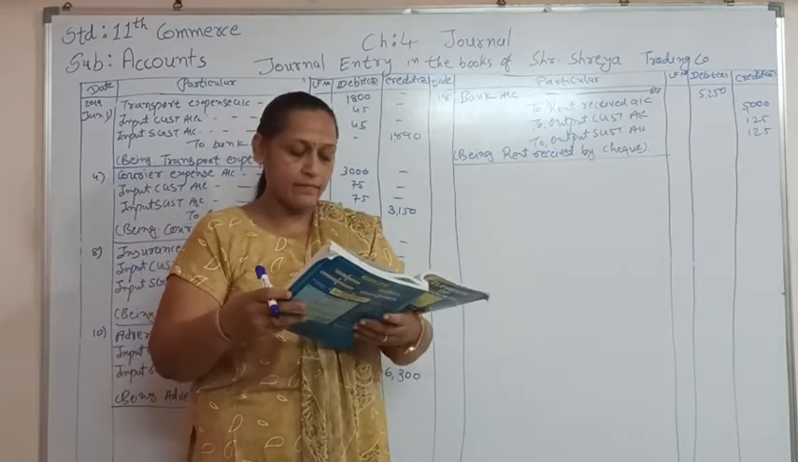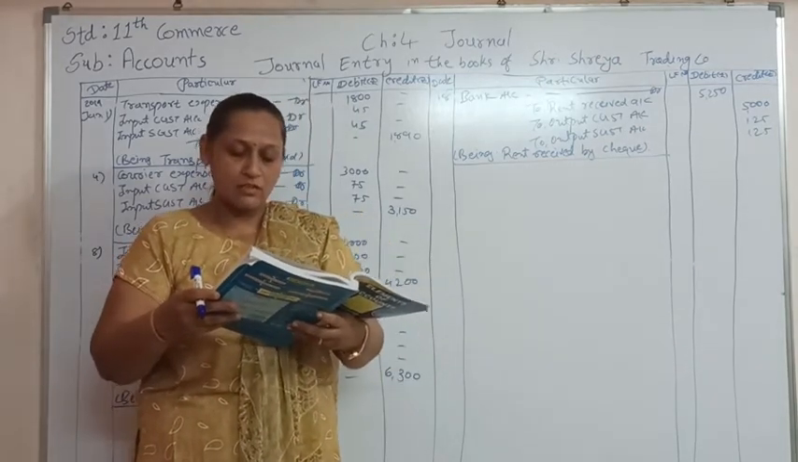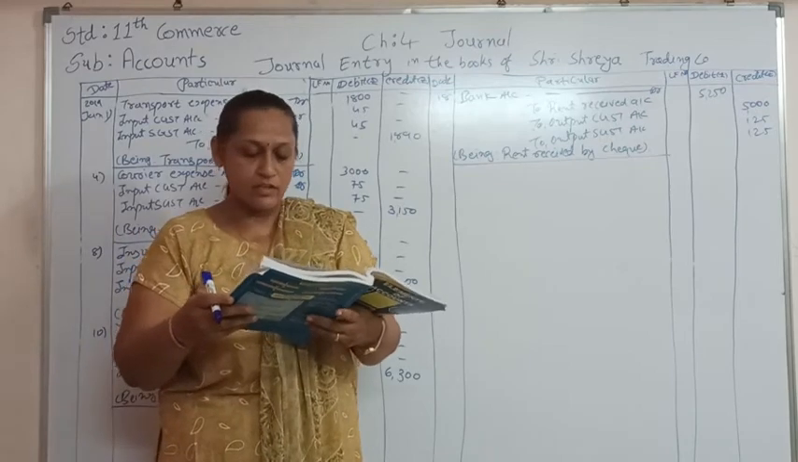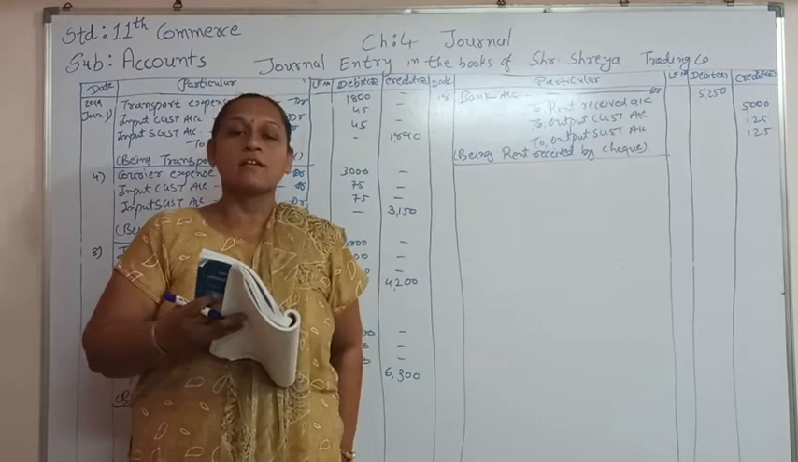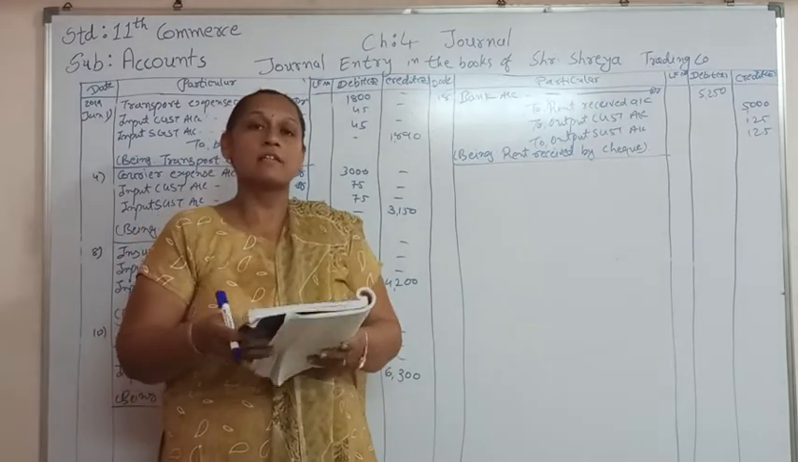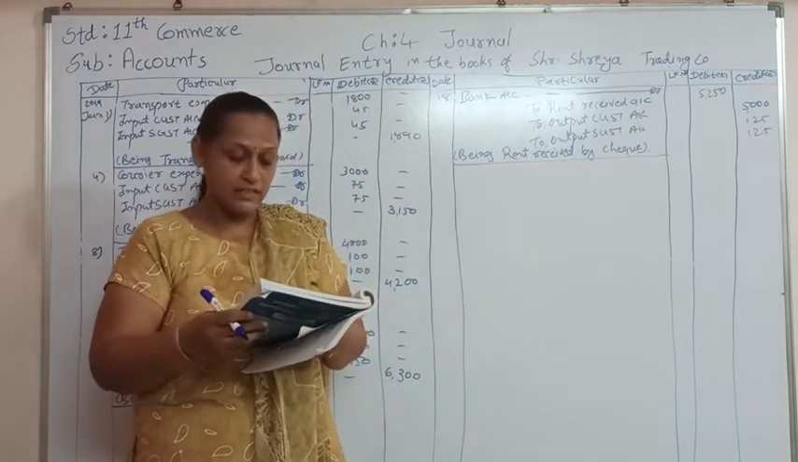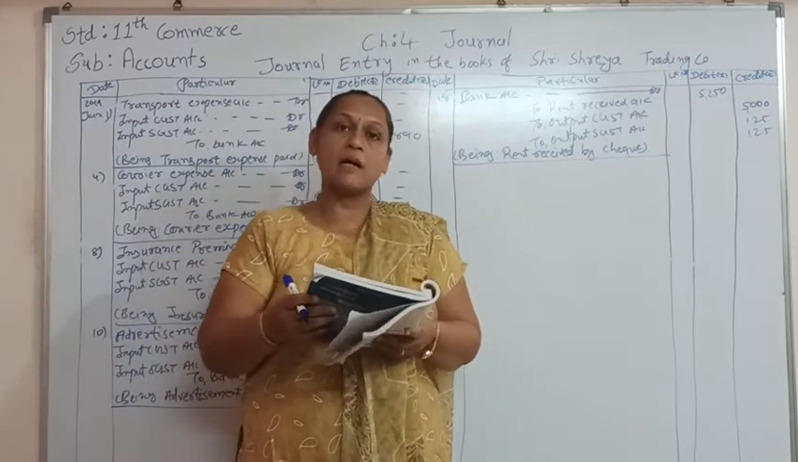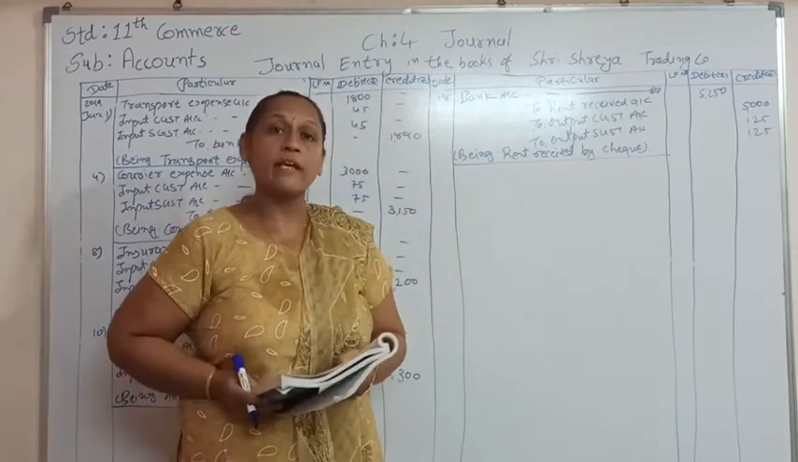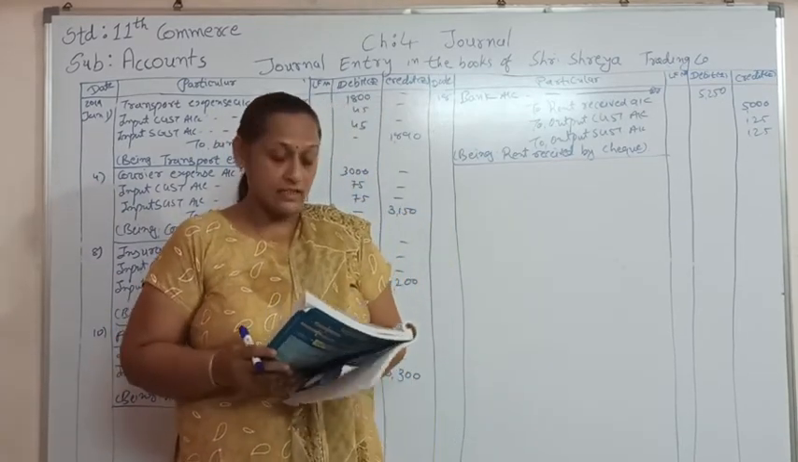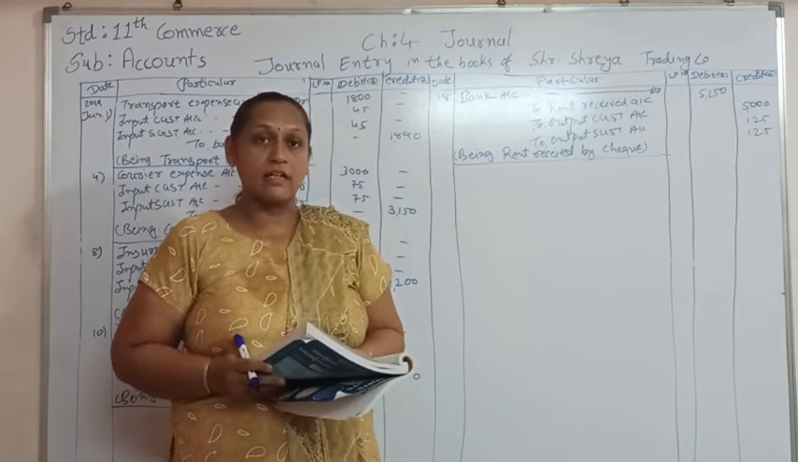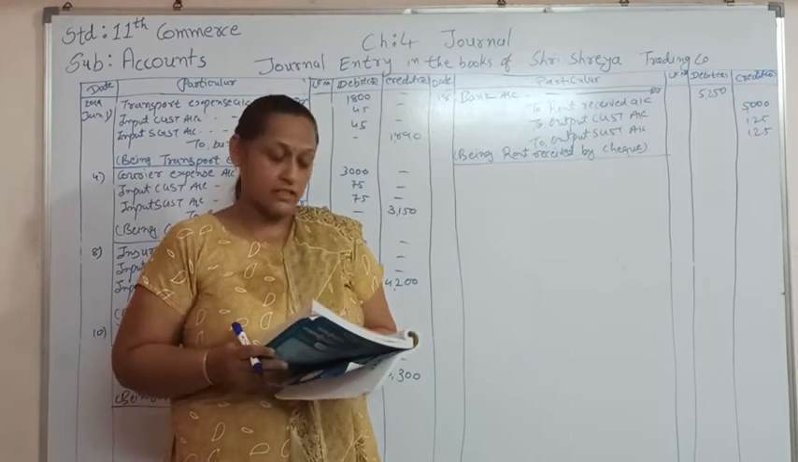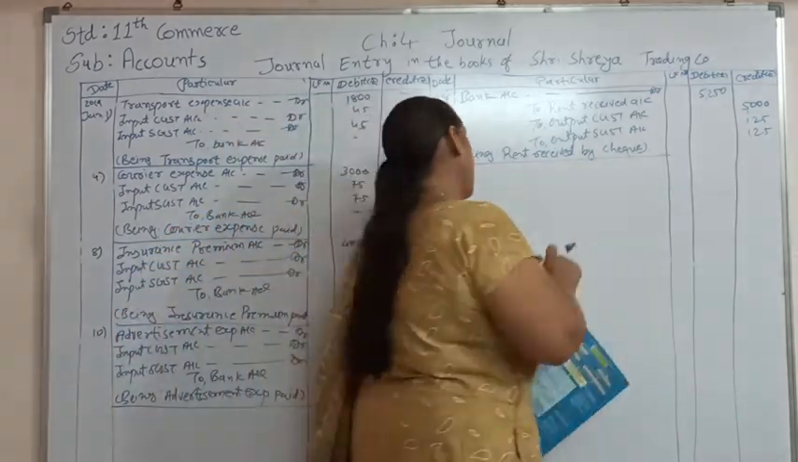Carriage inward paid by check, rupees 8,000, to the transportation company registered in Maharashtra. So here we have paid an expense, but the company is registered in Maharashtra. So here we are going to pay input IGST. So carriage inward account debit, input IGST account debit to bank. That journal entry we are going to pass.